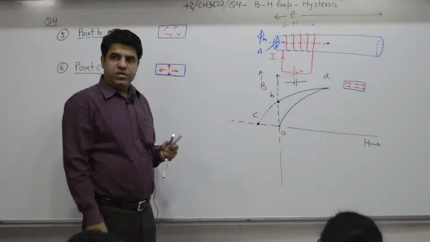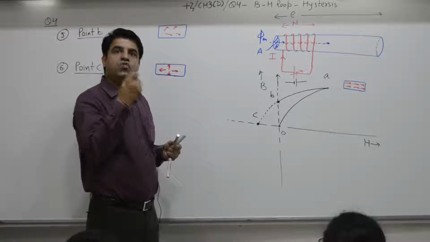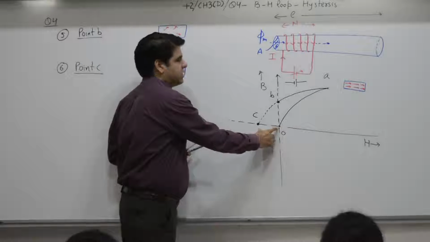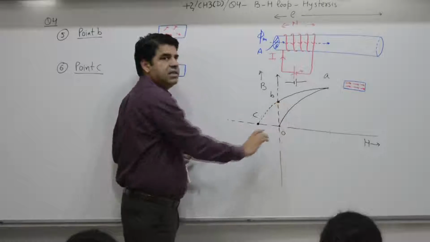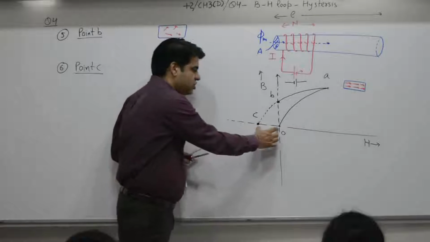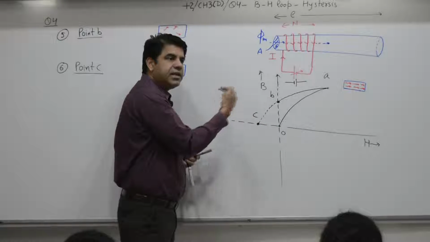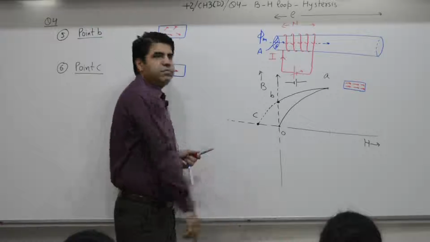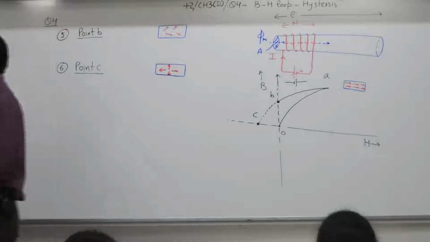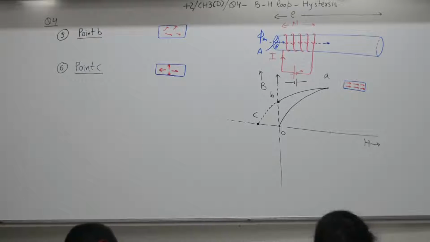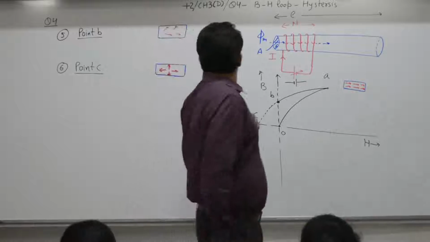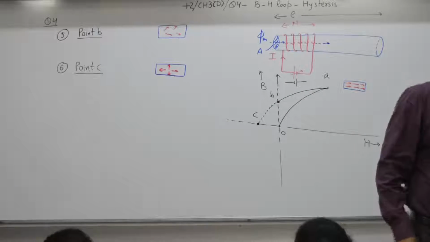Coercivity. Coerce means to force. You will have to force it in the opposite direction. This is known as the retentivity, retention, residual magnetism. And this is coercivity, meaning the value of H to be applied in the opposite direction to reduce the value of B to 0. Two minutes to write. Point B and point C.